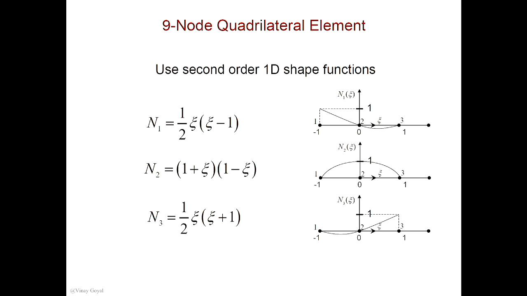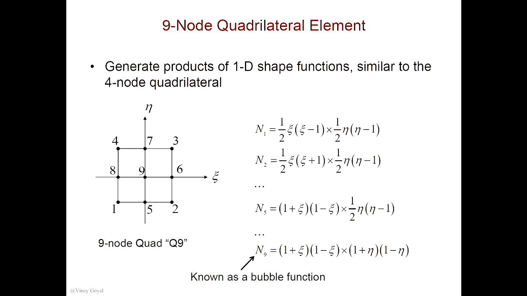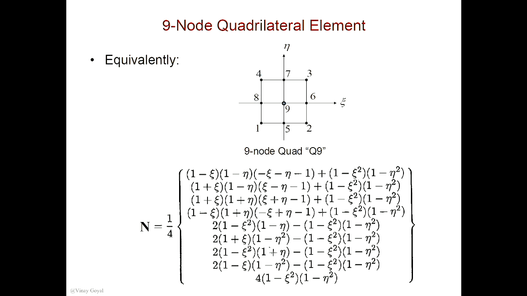I want to show you that you can actually derive the shape functions by taking products of the 1D shape functions for quadratic elements, right? Everybody's here? For quadratic element, we have 3 shape functions. I can take products of these and get all 9 of them really quick. And that's what you see here. I can get all of them really quick. The bottom one is known as a bubble function. And then the next one shows you another form of writing the same functions. They look different, but they're the same.